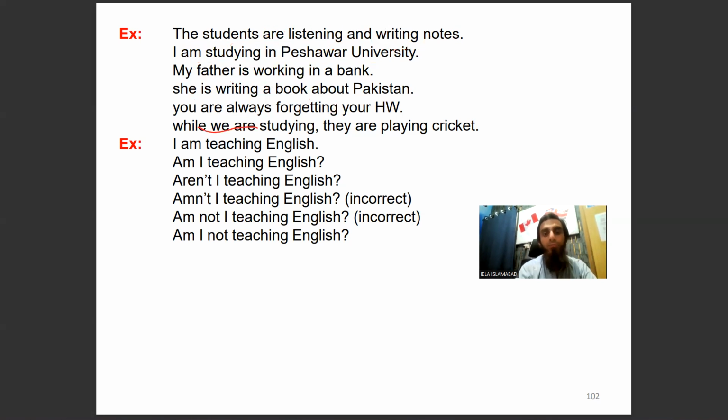Okay. While we are studying, they are playing cricket. They're playing, sorry, they're not playing cards, they're playing cricket.